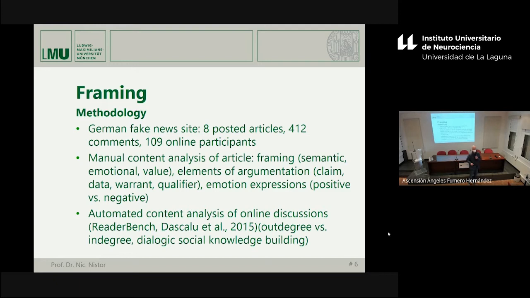And on the other side, we have done a manual content analysis of the articles, looking at framing, semantic, emotional, and value framing, looking at argumentation, classic argumentation with not only claiming something, but also indicating reasons why this is so, and bringing evidence and so on. And expressions of emotions, because if we think of negativity, of fake news, as being very attractive for attention, we expected that negative emotions would be expressed in these discussions as well, and that they will be predicted by framing in the article. Okay, so what did we find?